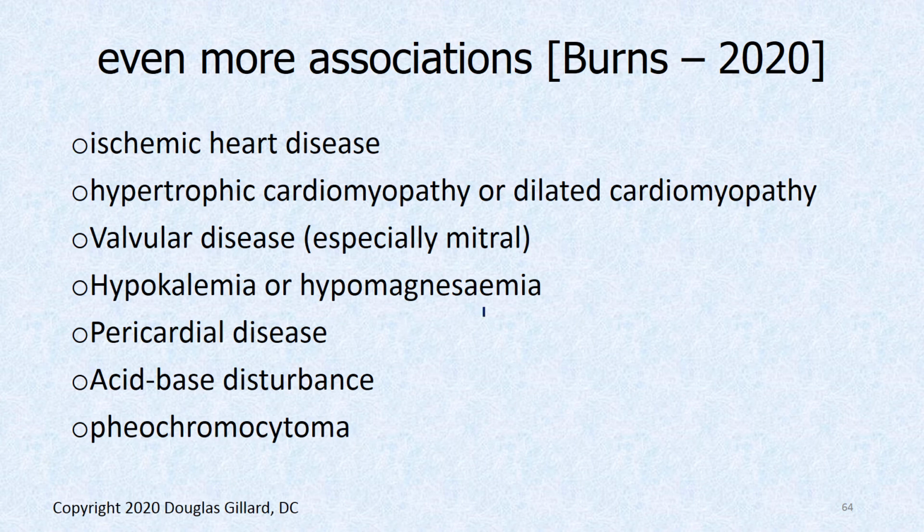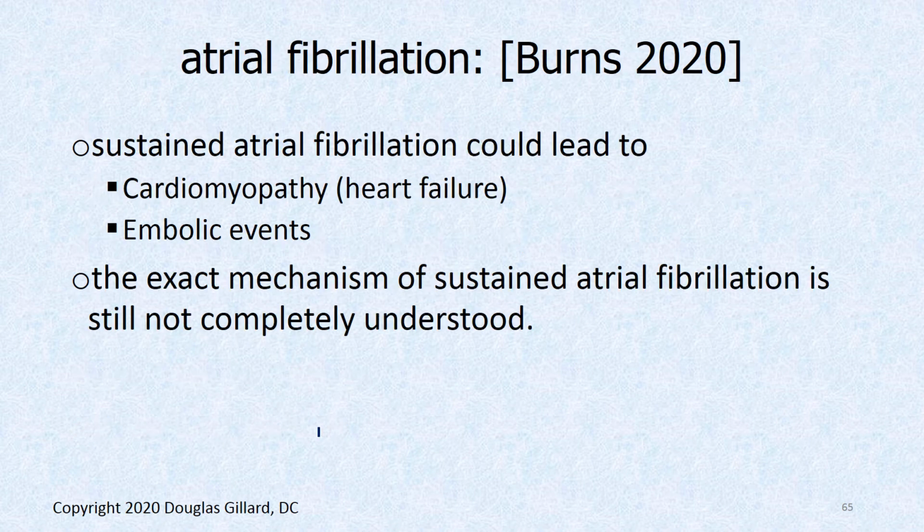Hypokalemia, hypomagnesemia can both do it. So can hyperkalemia. So any calcium disturbance can set these things off. Pericardial disease, acid-base disturbance. There's our pheochromocytoma. And let's see, sustained atrial fib could lead.